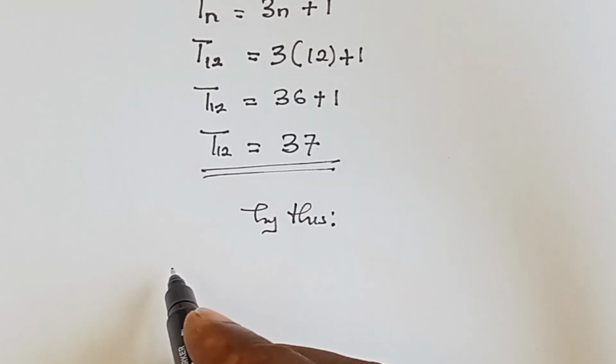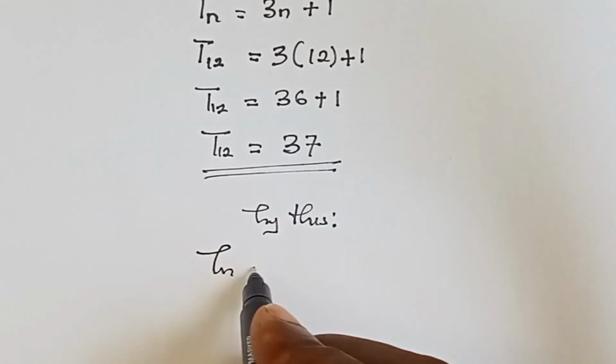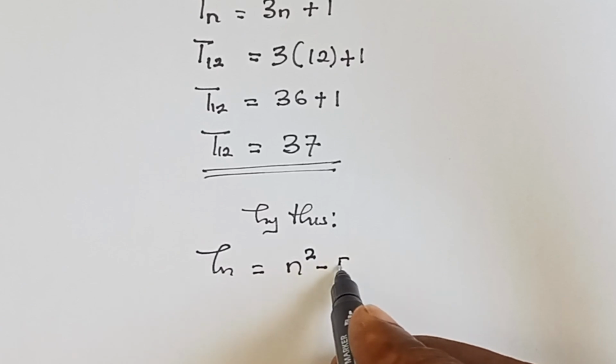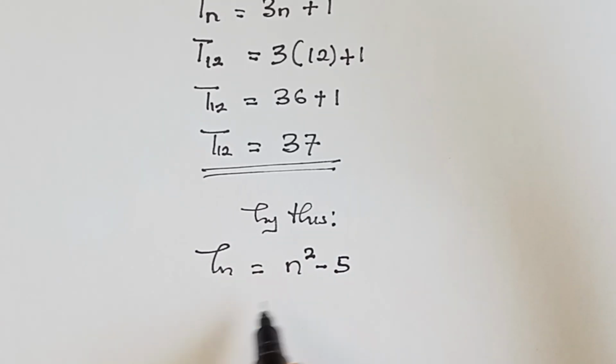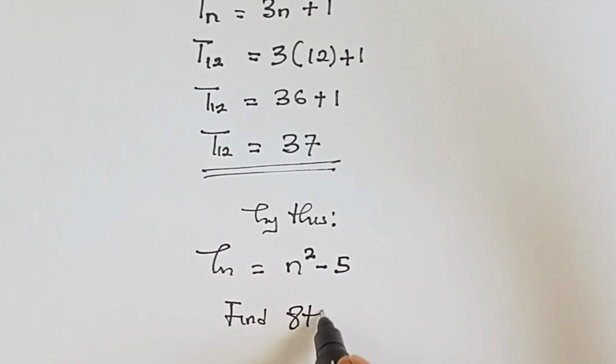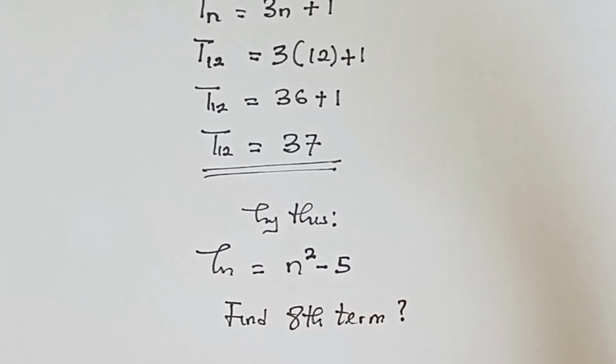Now a sequence is defined by Tn equals n squared minus 5. And here we have to find the 8th term of that sequence. All right, so the sequence is defined by Tn equals n squared minus 5. We have to find the 8th term.